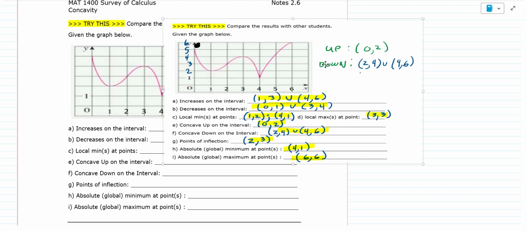Now you only have one place where the concavity changes. Yours is concave up right there, and concave down. The only place that it changed is right there. That's an inflection point right there, because if you draw the tangent line, it slices through the graph. So you're going to be concave up from 0 to 2, concave down from 2 to 4, and then 4 to 6.